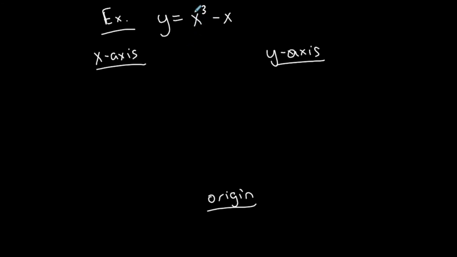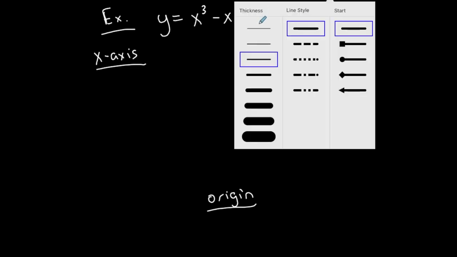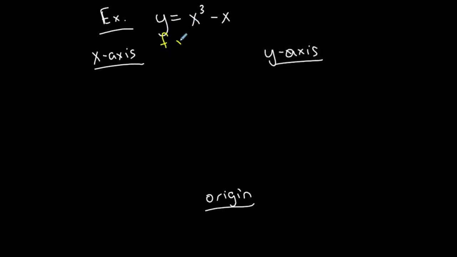Why? Because I replace my x's with any numbers, I only get one outcome for y. For every x, there corresponds one y. So I already know that this is a function, which means that I could rewrite it, if I want to, like this. F of x is equal to x to the third minus x.